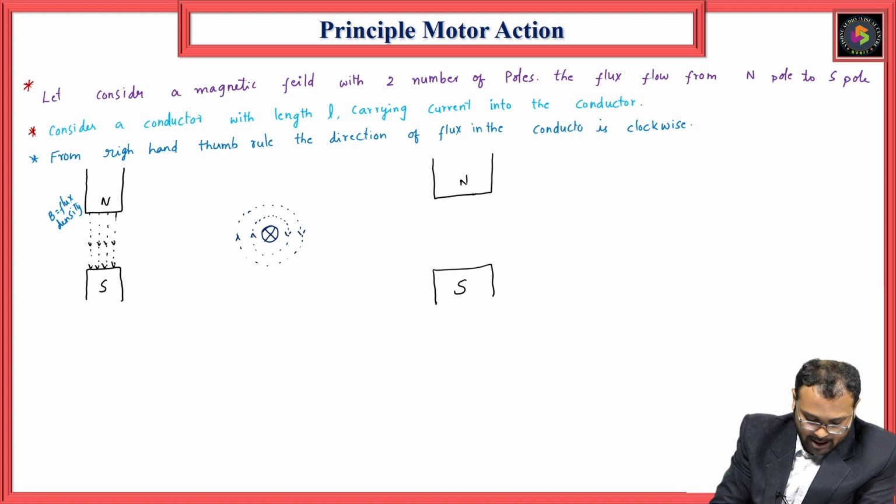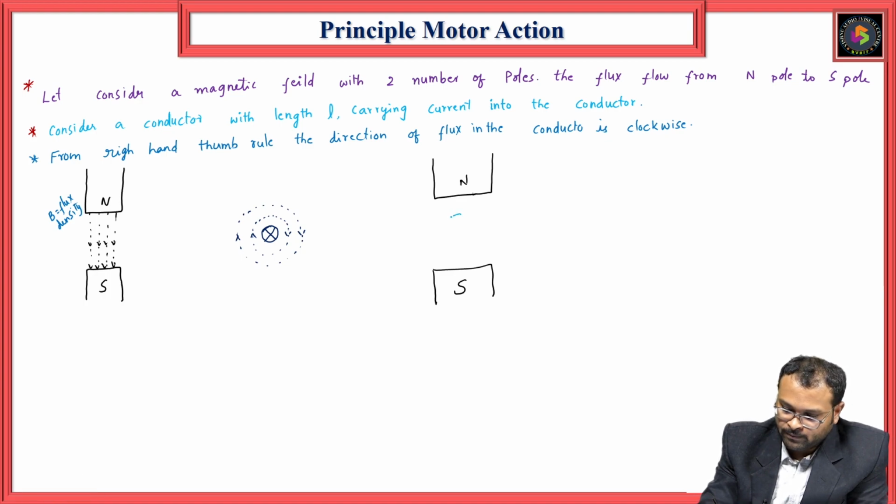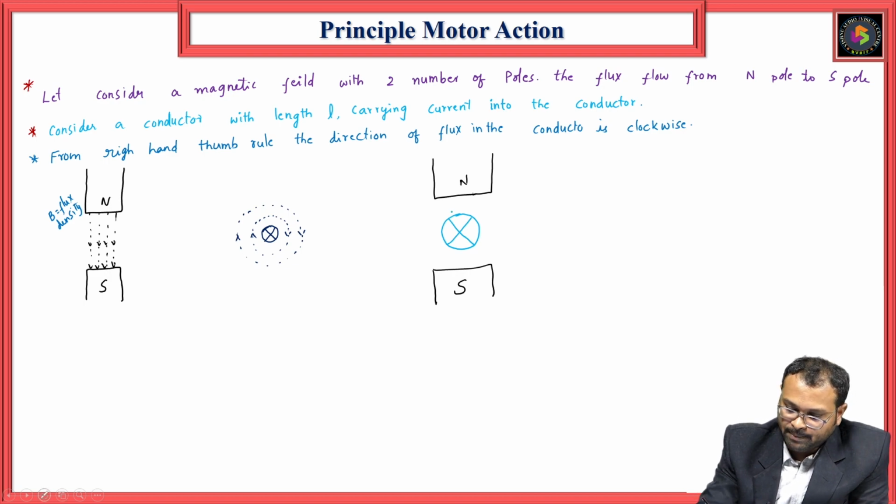So what I am doing, I am going to keep my conductor. This is my conductor. I am taking it a little bit big to understand the concept. Okay. So this conductor current is inwards. So what will happen? Flux will be in the clockwise direction.